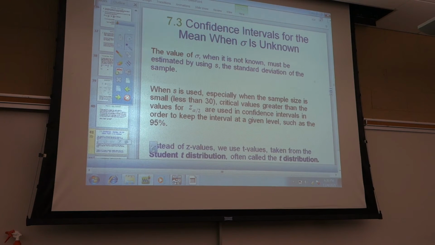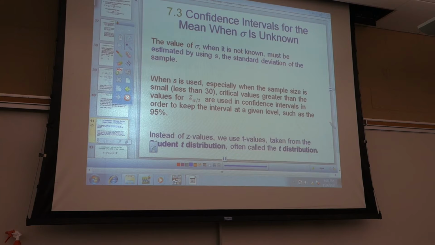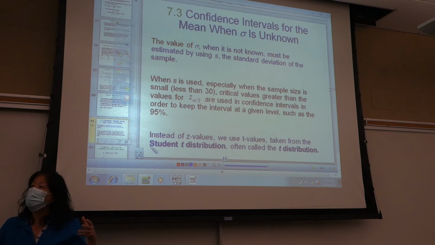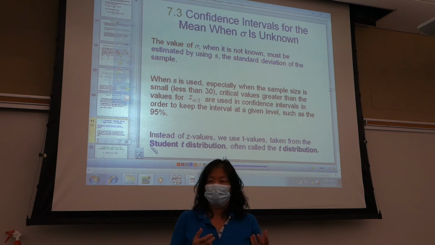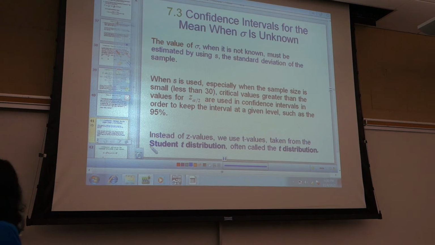Right? Here's the issue, especially when the sample size is less than 30. Very often when your sample size is small, your s is going to be quite different from your sigma. It's going to be off a fair amount, because that's how small samples roll.